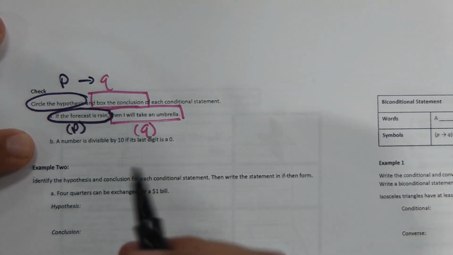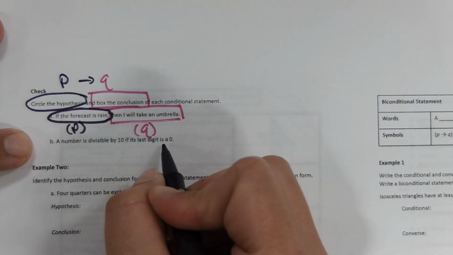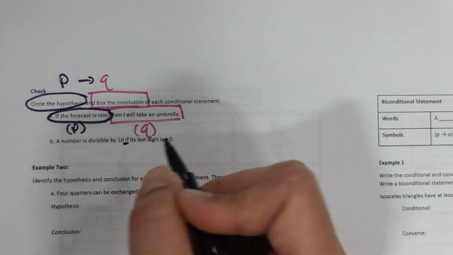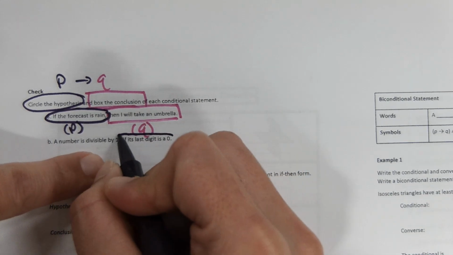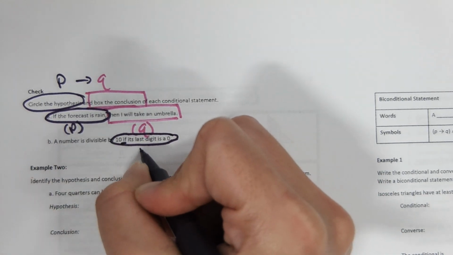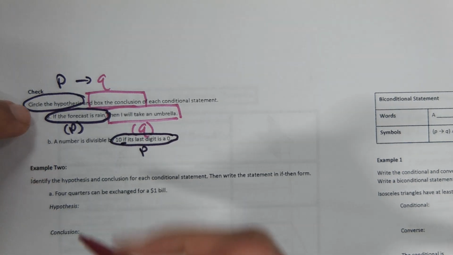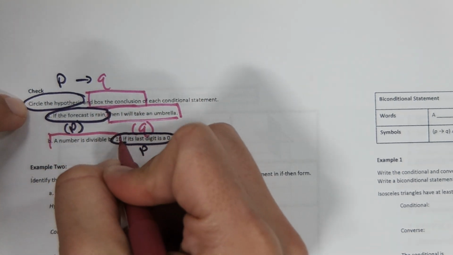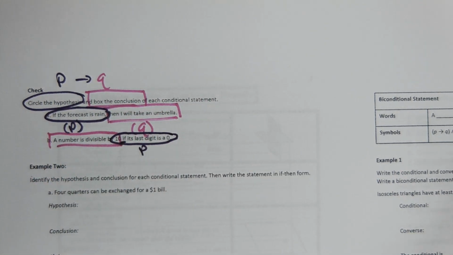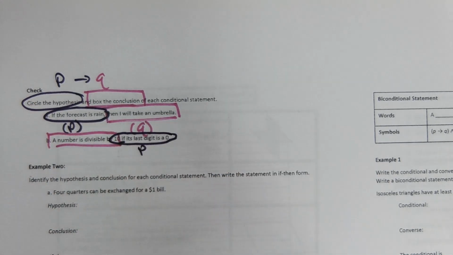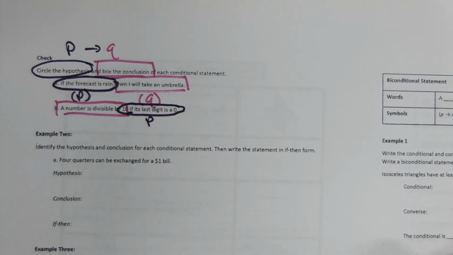A number is divisible by 10 if its last digit is 0. Here they put the if at the end. So this is the hypothesis right here. This is our P. Then a number is divisible by 10. Again, most of the time you'll see it in this standard format, but sometimes I do switch it up, so just be aware of that.